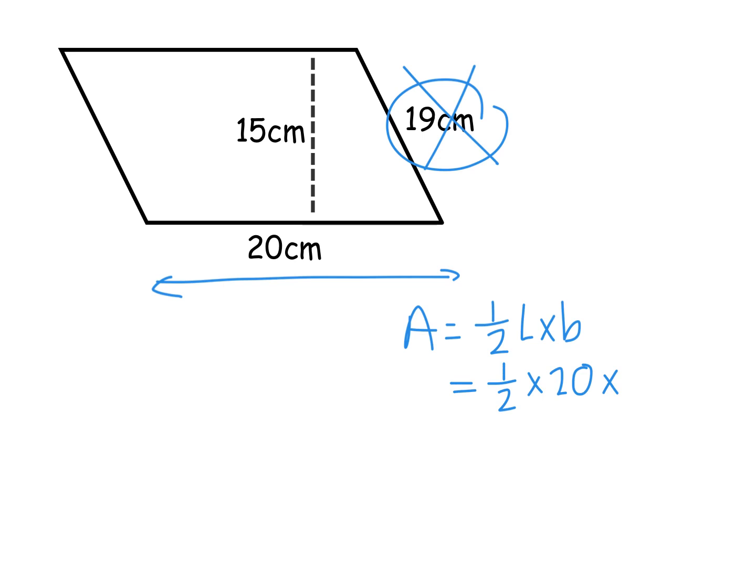I've put that in to throw you off. Remember what I said, the base and the height need to be at right angles. The height needs to be straight up and down to the ground. So it's a half of 20 times 15. Half of 20 is 10. 10 times 15 is 150 square centimetres.